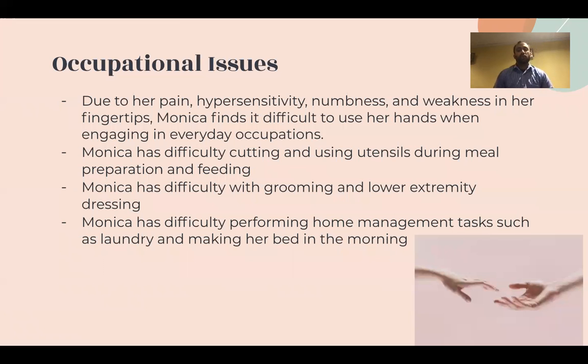So an overview of Monica's occupational issues is that, as mentioned, she has difficulty cutting and using utensils during meal prep and feeding. She has trouble with the textures of certain foods as well. She has difficulty with grooming and lower extremity dressing. And she has difficulty performing home management tasks such as laundry and making her bed in the morning.